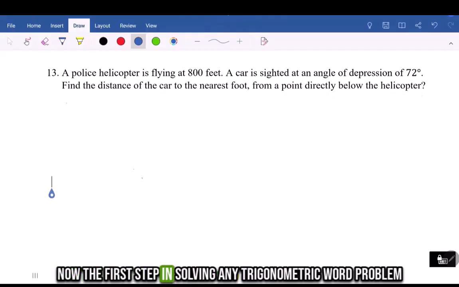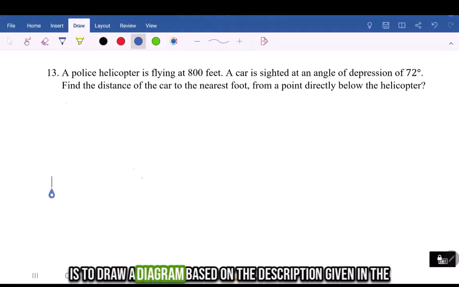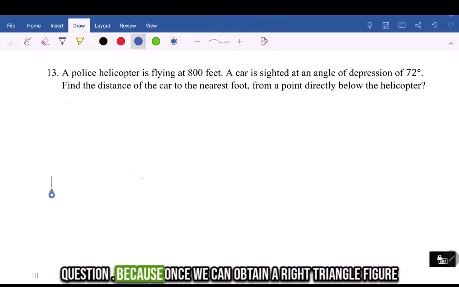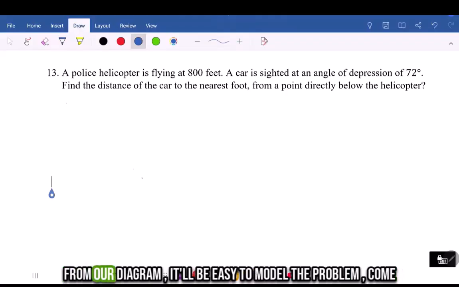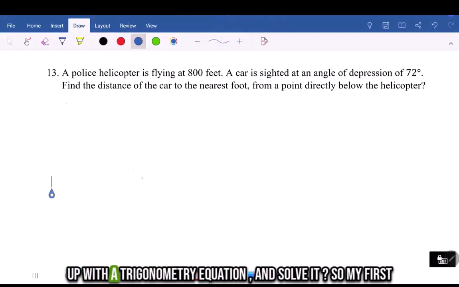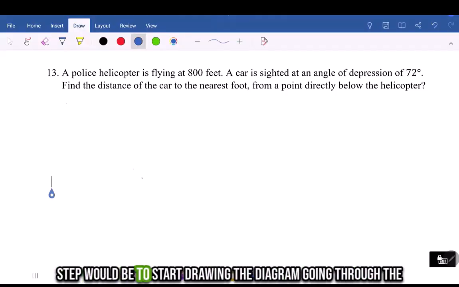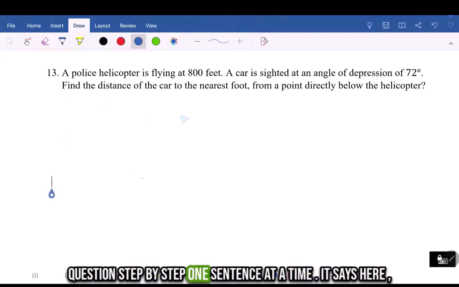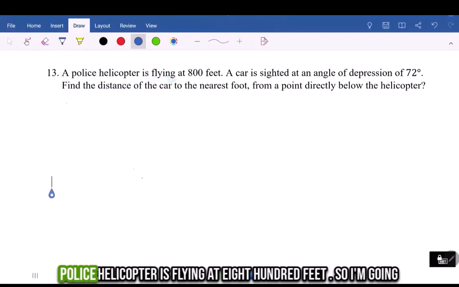Now, the first step in solving any trigonometric word problem is to draw a diagram based on the description given in the question. Because once we can obtain a right triangle figure from our diagram, it'll be easy to model the problem, come up with a trigonometric equation and solve it. So my first step would be to start drawing the diagram, going through the question step by step, one sentence at a time. It says here, police helicopter is flying at 800 feet.